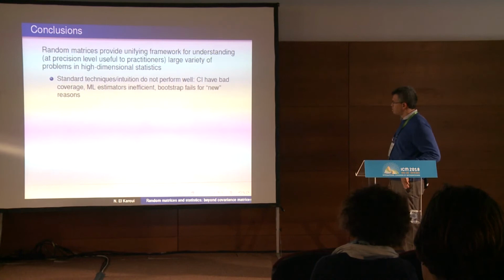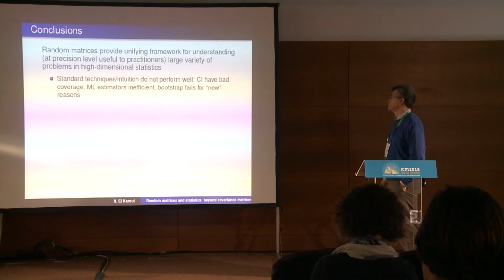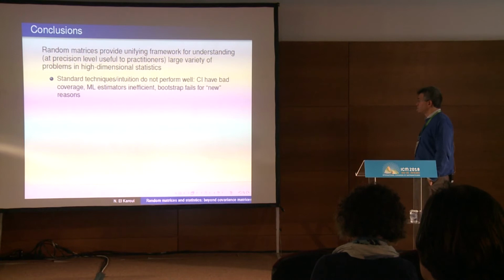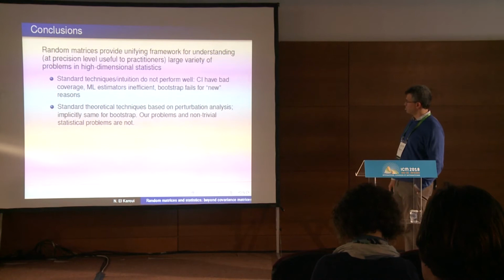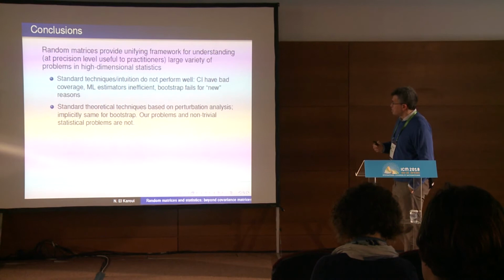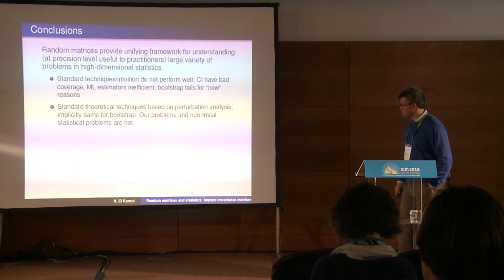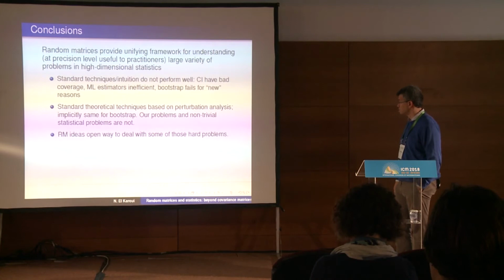Maximum likelihood estimators are thought to be efficient, but they're not efficient in high dimension, so you can do better. And the bootstrap fails for new reasons, geometric reasons. We're very far from being able to estimate the population distributions here, which is basically the underlying assumption for a lot of theoretical statistics. Those techniques are based on perturbation analysis. Implicitly, the bootstrap is also based on perturbation analysis. Our problems, non-trivial statistical problems, are not, so that's why it fails.